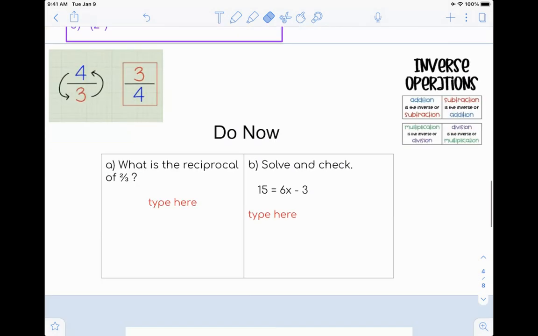So the first, and I do apologize, it's a little bit out of order on my PDF. So the first thing we're going to do is a do now. And so it asks you, what is the reciprocal of 2/3? So I want to remind you, the reciprocal is also called the multiplicative inverse. And to find the reciprocal, what that means is to flip it. And I tried to leave you a little picture above this. So the reciprocal means to flip it.